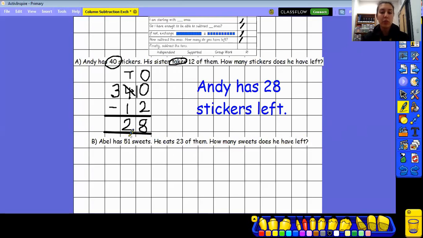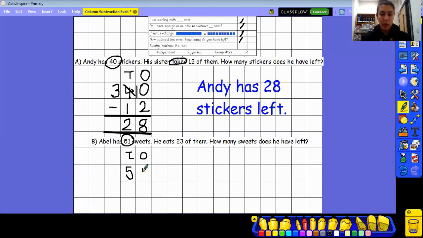So is the amount of sweets that Abel is starting with increasing and getting bigger or decreasing and getting smaller? That's right, the number of sweets Abel starts with is getting smaller because he eats them, they're going away. So I need to start with my tens column and my ones column. I need to write my starting number, 51, on the top.